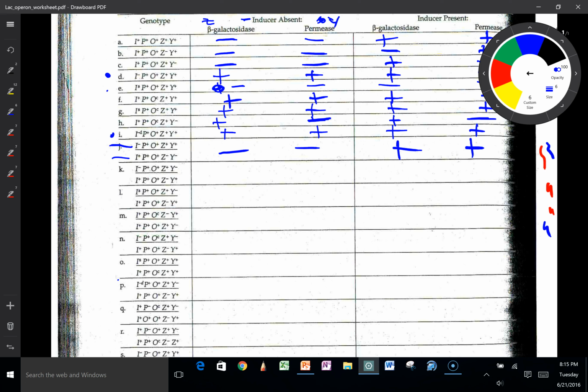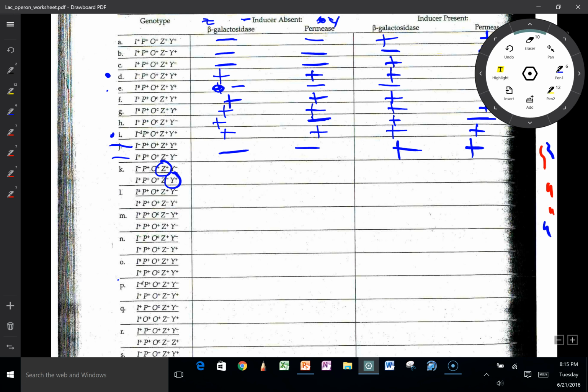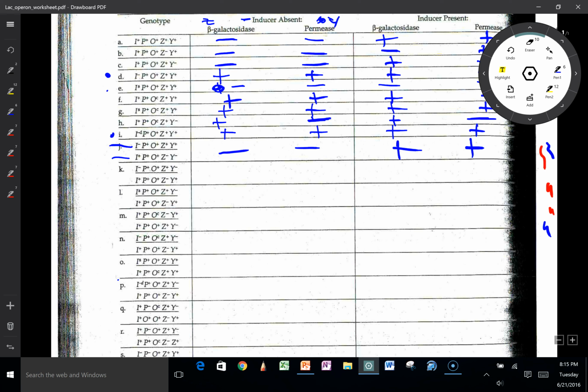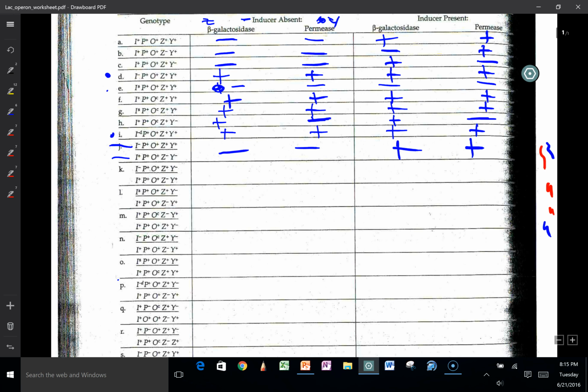K is another example of something acting in trans. The thing that's different here is now we're separating out where the Z plus comes from and where the Y plus comes from. So that's pretty useful. So now if we get Z gene product, we know it came from the top, and if we get Y gene product, we know it came from the bottom. And everything else is normal, except there's an I minus on the top. So if this I plus can act in trans, it should affect both Z and Y, and it does.